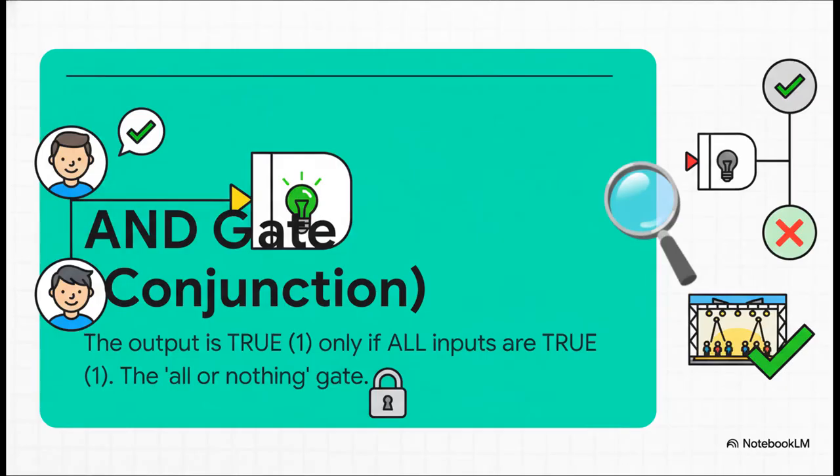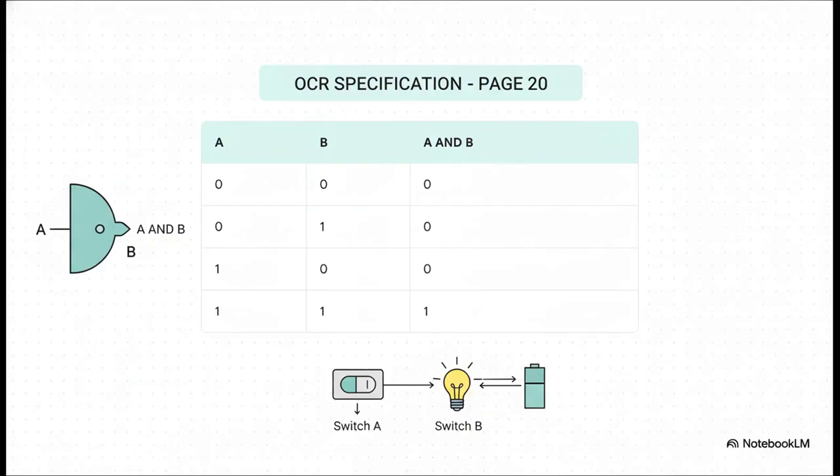First up, we've got the AND gate. Now this one's the strict one. Think of it like this. To go on a school trip, you need a signed permission slip and you need to have paid the fee. If you're missing even one of those, you're not going, right? The AND gate is exactly the same. For the output to be true, or 1, every single input has to be 1. No exceptions.